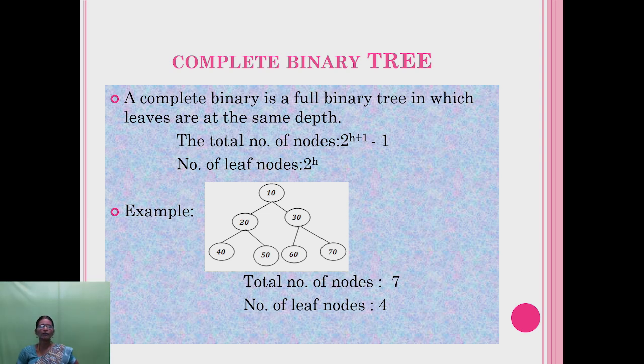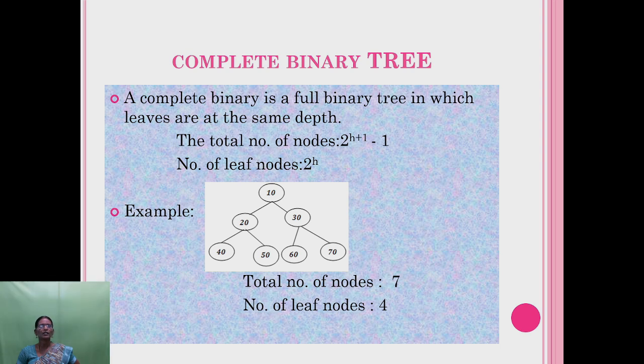Okay, so 0, 1, 2. So we are referring to what the number of leaves can be. The total number of nodes is what? This is 7. So we have to write the total number of nodes that can be present.